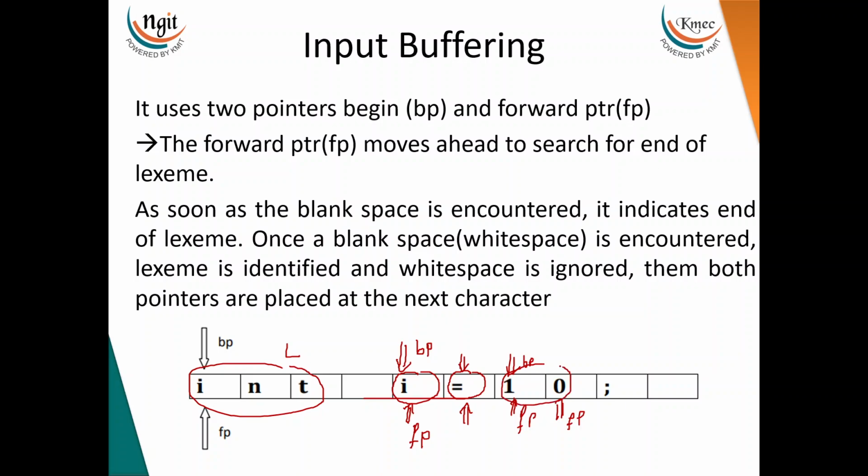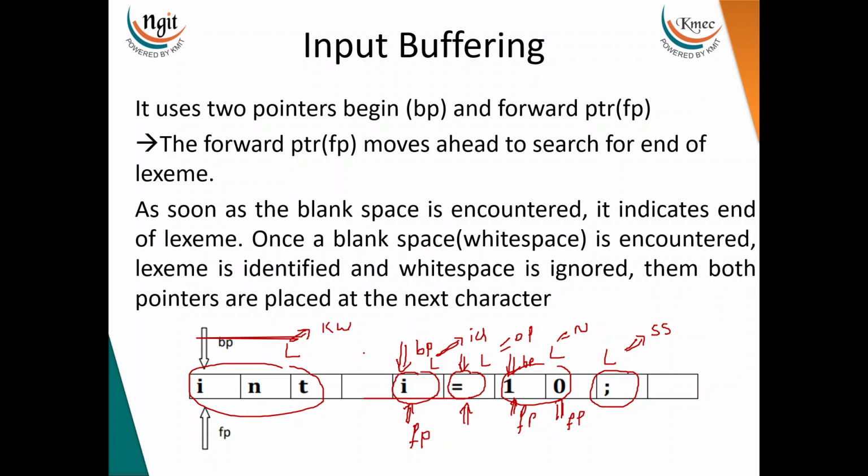How many lexemes are there here? 1, 2, 3, 4, 5. The lexemes are int, i, equals, 10, and semicolon. A lexeme is the actual characters. The token of int is keyword, the token of i is identifier, equals is operator, 10 is number, and semicolon is special symbol.